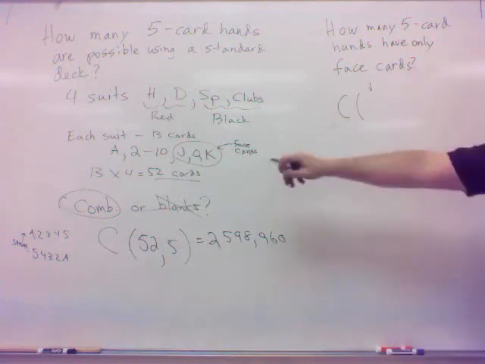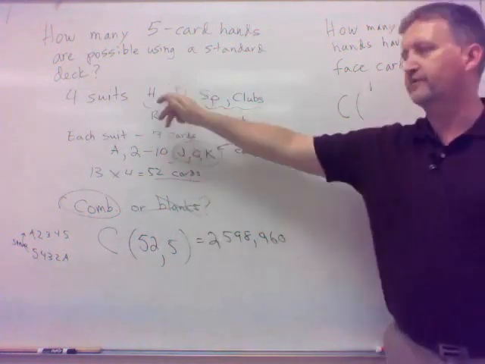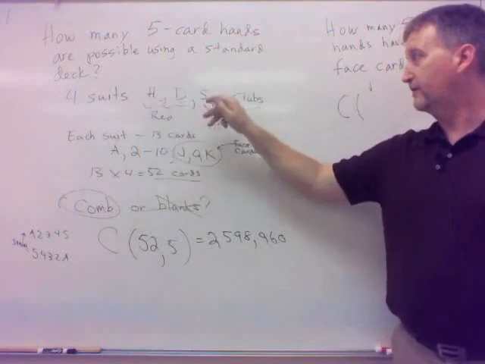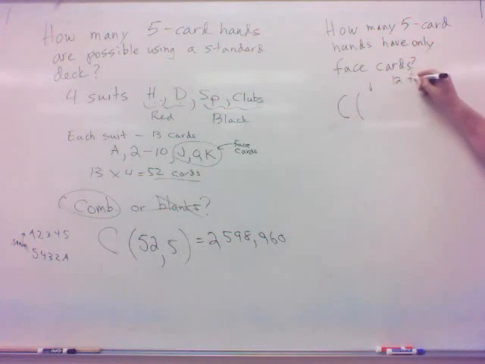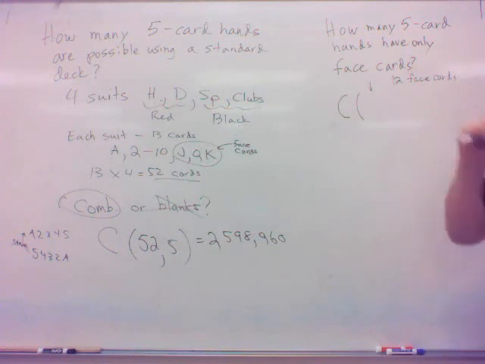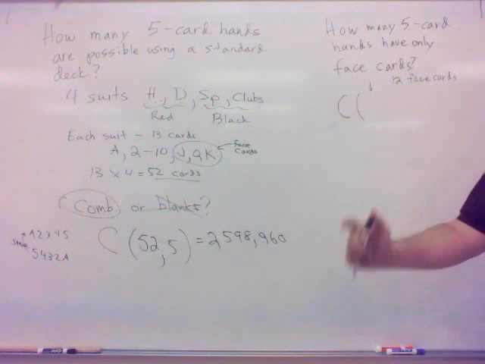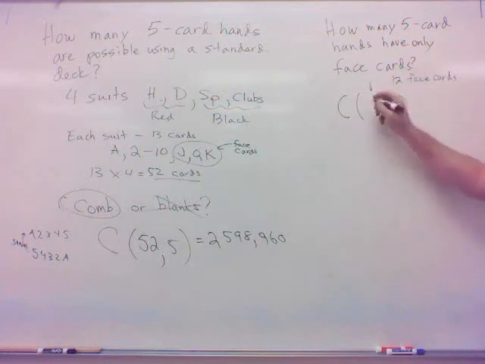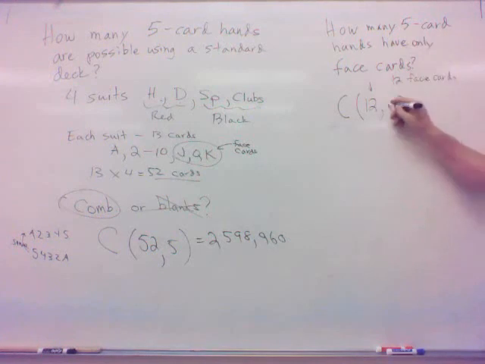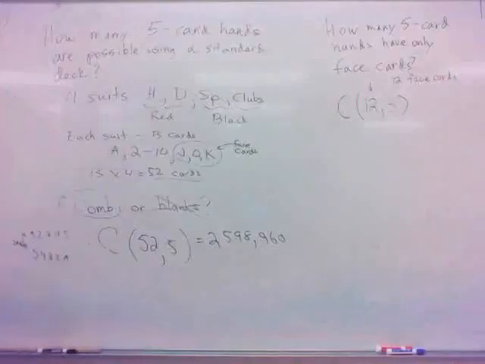How many face cards are there? Well, there's a jack, queen, and king in each suit. Jack, queen, and king here, here, here, and here. How many does that give you? 12 face cards, right? All together. You've got a jack, queen, and king of hearts, a jack, queen, and king of diamonds, a jack, king, and queen of spades, and a jack, king, and queen of clubs. That's 12. All right, so what's my combination then? How many are there to choose from? 12. I want only face cards, so I'm only going to pick from those 12. How many do I want? 5. 12 choose 5, or combination 12, 5.